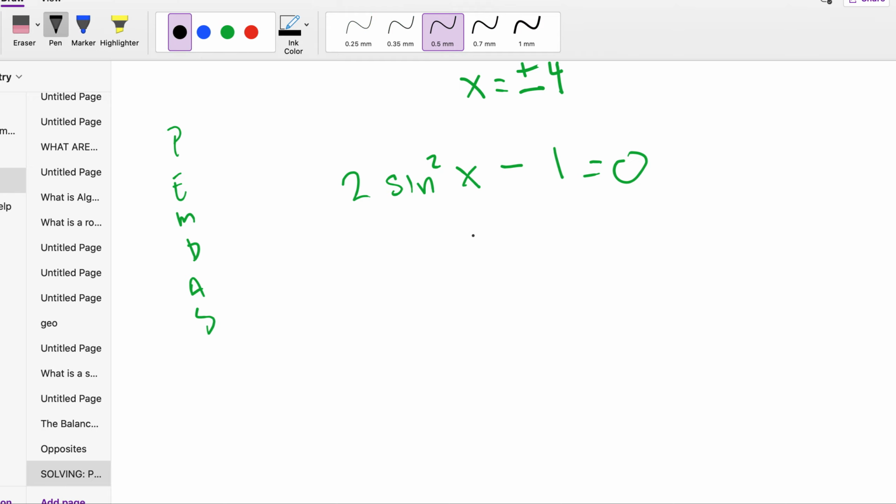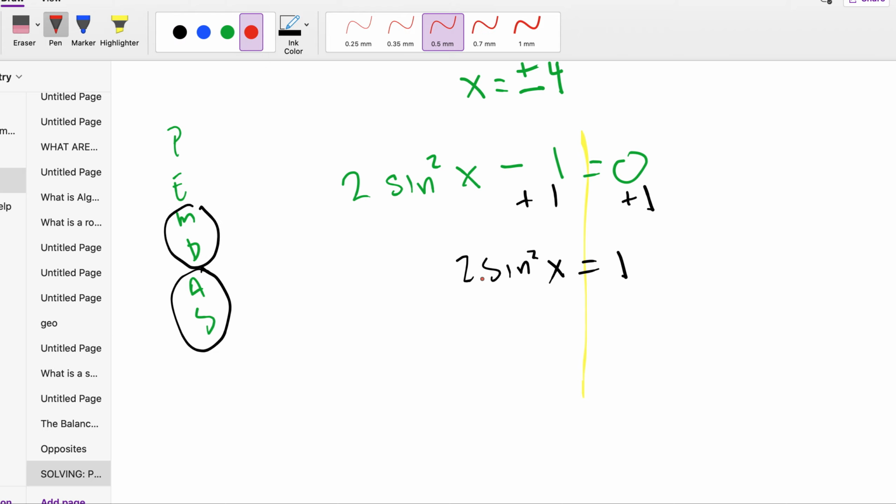We're still going to ask, are there any addition or subtraction? And there is a negative 1 or a minus 1, so I'm going to add to both sides of the equal sign. So we have 2 sine squared of x equals 1. I'll see if there are any multiplication or division, and there's a multiplication, 2 times sine. So I'll do the opposite, divide. So now I have sine squared of x equals 1/2.